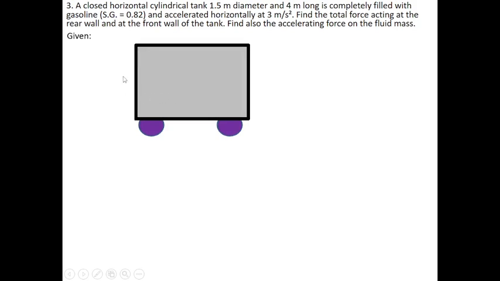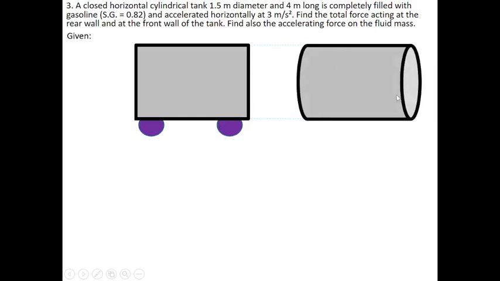Alright, let's analyze. So we have this problem, and in this problem we have a closed horizontal cylindrical tank. So this is a cylindrical tank, no? And it is full of gasoline, 100% gasoline, okay? So this is a cylindrical tank, so meaning this will be the three-dimensional view. Okay, so this is our tank, and it is in the form of a cylinder.